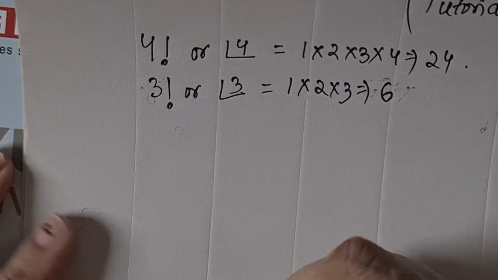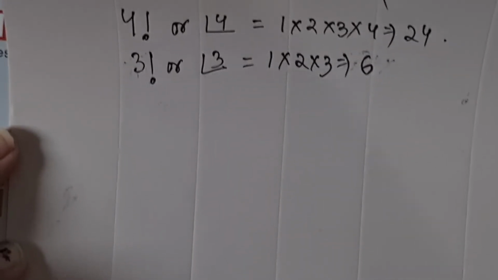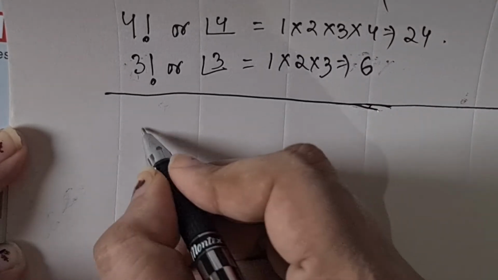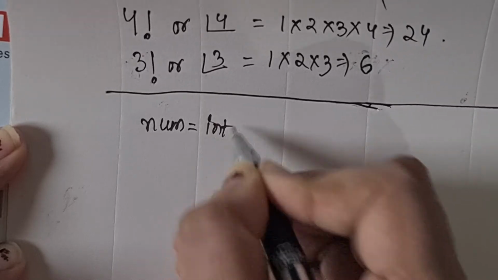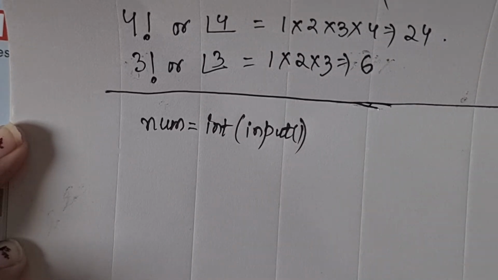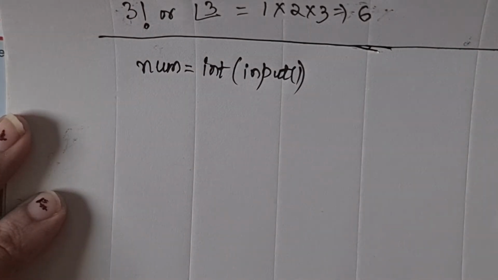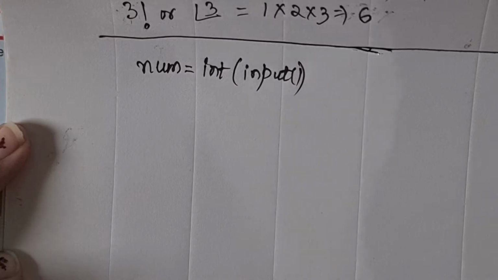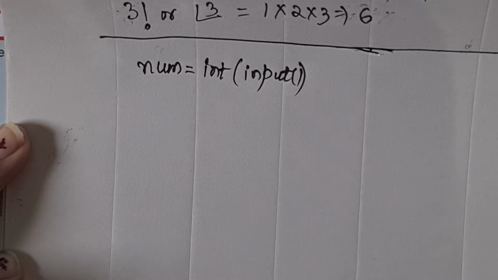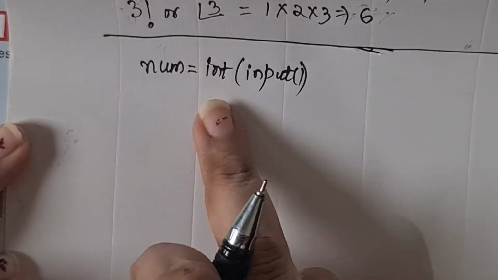Now I'm starting the program in Python. First of all, we have to use a number, so num equal to int input, because its value should be an integer. An integer can be positive, negative, or zero. We already know that negative numbers don't have any factorial, so whenever the user enters a negative number, the factorial will not be possible. Whenever the user enters 0, the factorial of 0 is 1. And when the user enters a positive number, our program should give the factorial of that number. So num equal to int input.